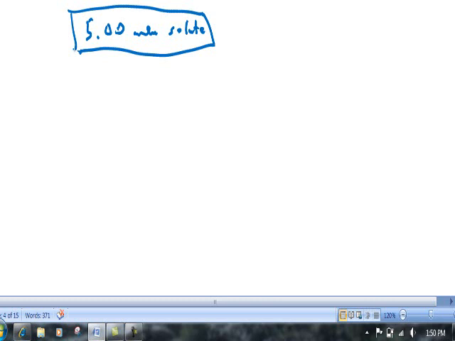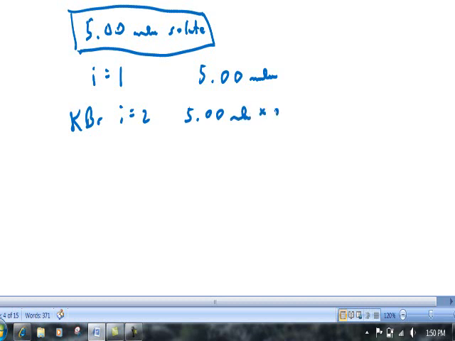Now, whatever the moles of solute are, if the i value is equal to 1 for a non-electrolyte molecule, then the moles of solute particles would be 5.00 moles. However, if we had something like KBr, where our i value is equal to 2, we're going to have 5.00 moles of solute times 2 for the number of particles it breaks into, and we get 10.0 moles of particles that we form when this goes into solution.